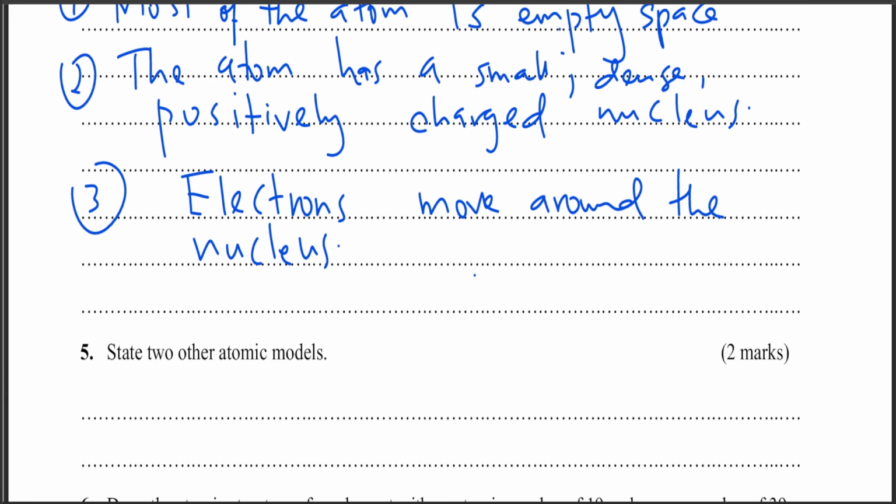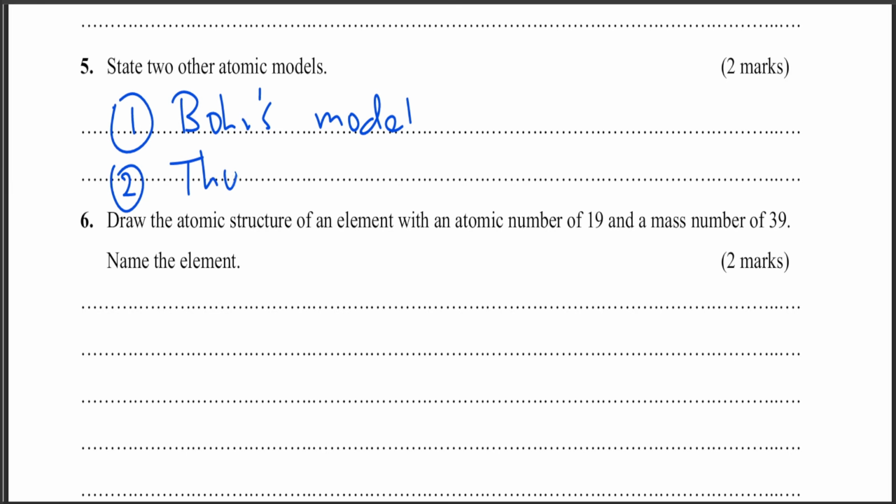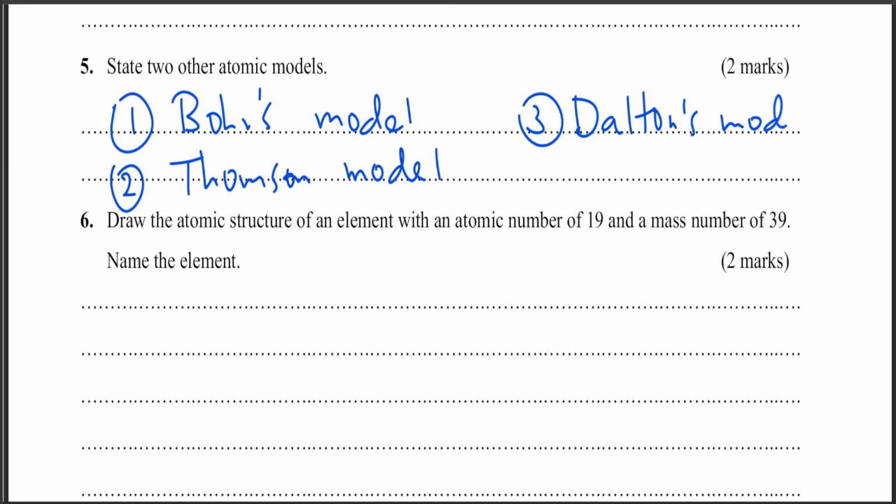So let's jump into this now. Question 5. State two other atomic models. So the first atomic model is Bohr's model. Okay, so these are the other atomic models. The other one is maybe the Thomson model. We also have the one that is very well known, Dalton's model. So those are the three models that we have.